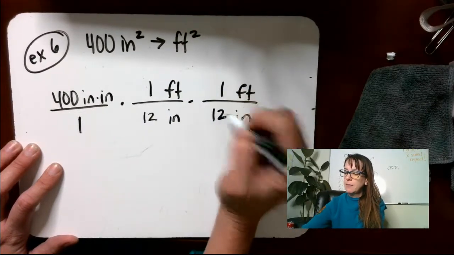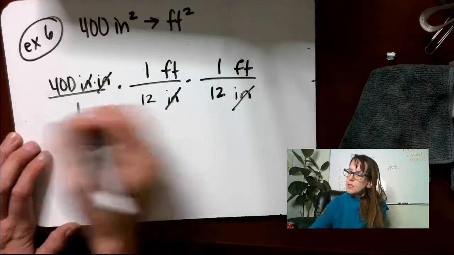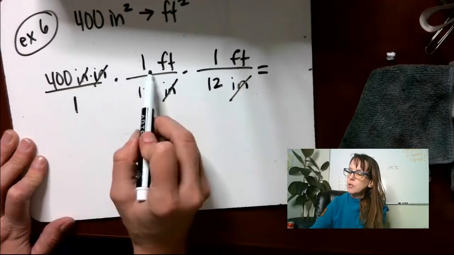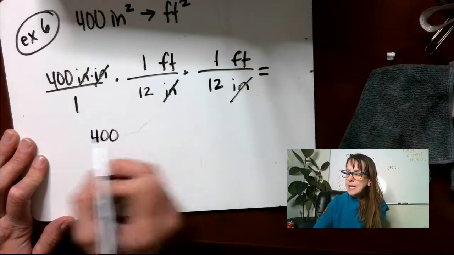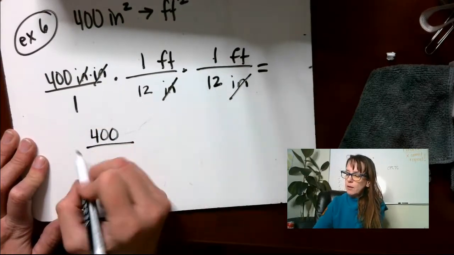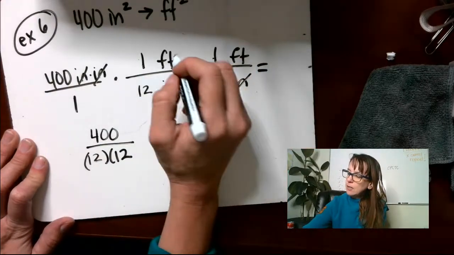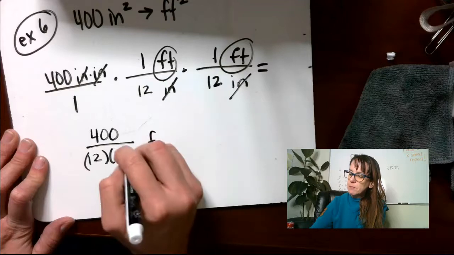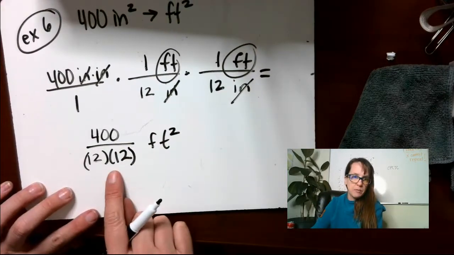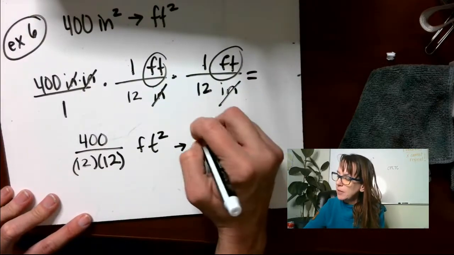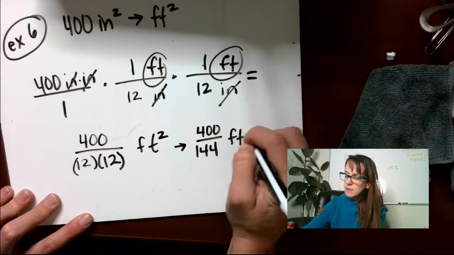So we're gonna repeat that. These guys get to cancel out because those are all on the bottom, right? So upstairs, that's gonna be 400 times 1 times 1, which just gives me 400. Downstairs, 1 times 12 times 12 gives me 12 times 12. The units that are still standing here, I have feet, feet, so that's gonna be feet squared. So 400 divided by 12 times 12. Now, if we wanted to do the math part of that, that would be 400 divided by 144 feet squared.